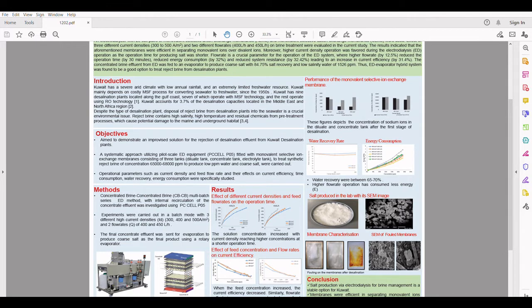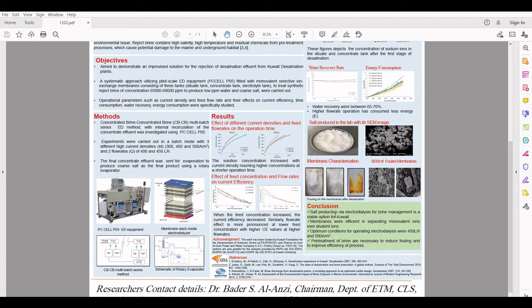Now moving to the performance of the monovalent selective membranes, almost similar concentrations of sodium ions were analyzed in the concentrate tank after the first stage of desalination. That means the membranes were efficient in selectively transporting monovalent ions. A water recovery rate of 65 to 70% was maintained in all the experiments with a concentration of less than 3000 ppm in the dilute tank, which can later be used for agriculture or can be discharged directly to the sea. In the energy consumption graph, we can observe that at a higher flow rate, the operation consumed less energy due to the low residence time of the feed inside the ED unit than that of the lower flow rate.